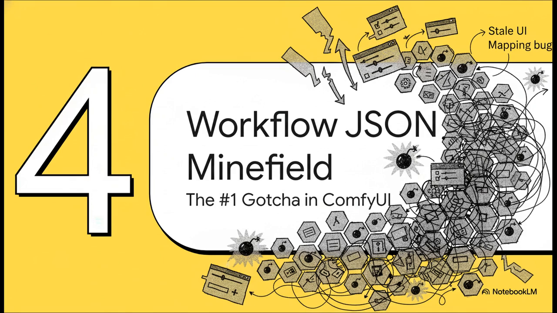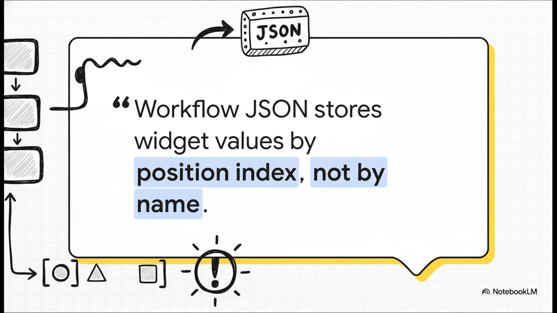This is where those nasty stale UI mapping bugs are born, and it is probably the most confusing and poorly documented part of building custom nodes. This is the secret. You need to burn this into your brain. When you save a workflow, the values from your widgets, the text boxes, the sliders, all of it are saved in an array. The first value in that array belongs to the first widget in your code's input types definition. The second value belongs to the second widget, and so on. It has nothing to do with the name of your widget.